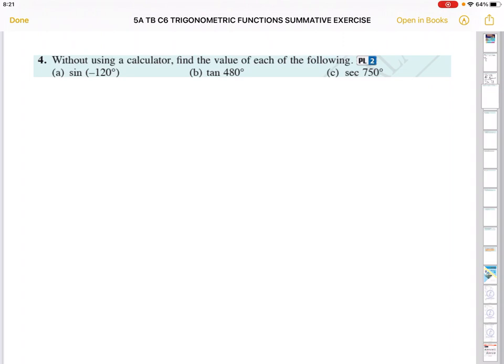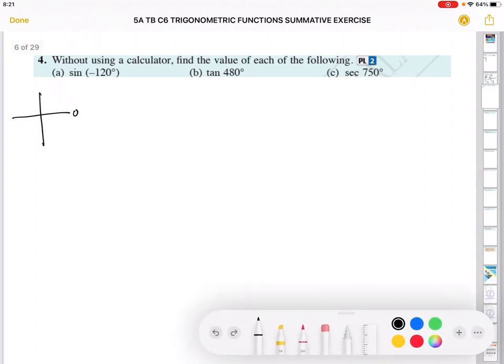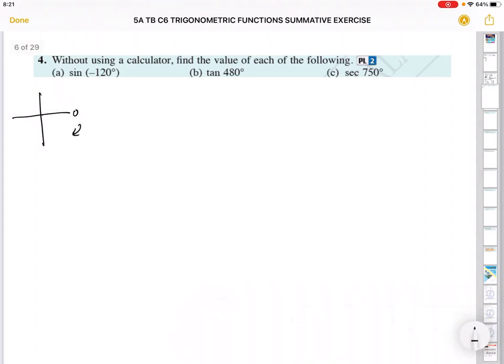So the first one, I want to find sine negative 120. Okay, so I'm going to do a sketch. Where is negative 120? Now we know for positive angle, we go anti-clockwise direction. But this is negative angle, so we should go clockwise, right? So as I go negative 120 here.